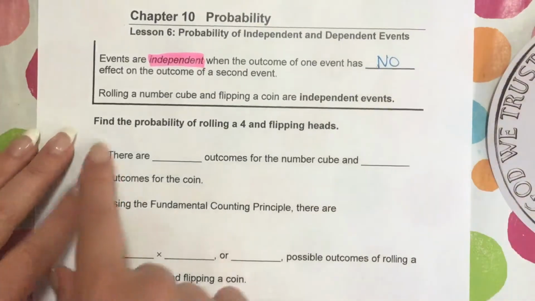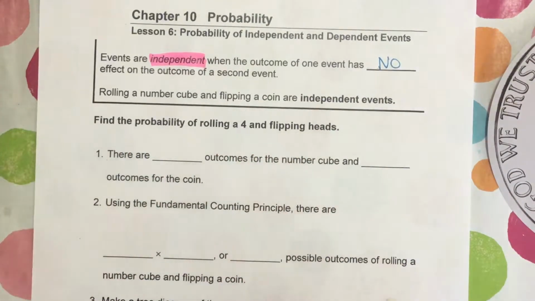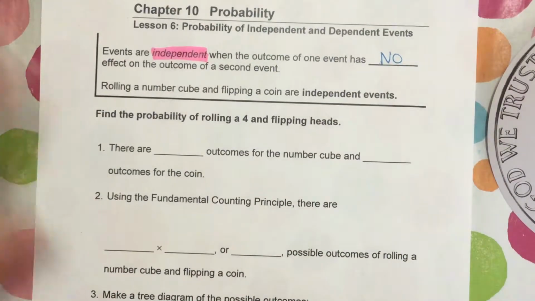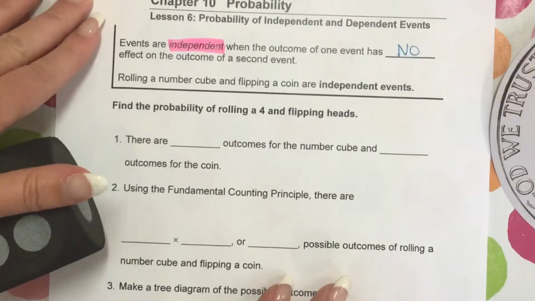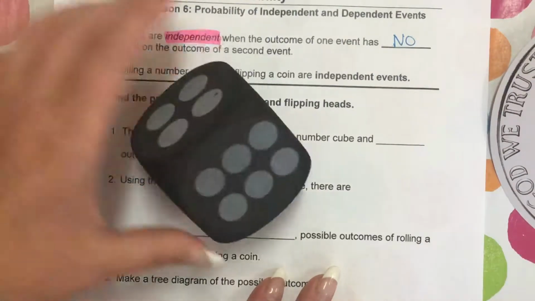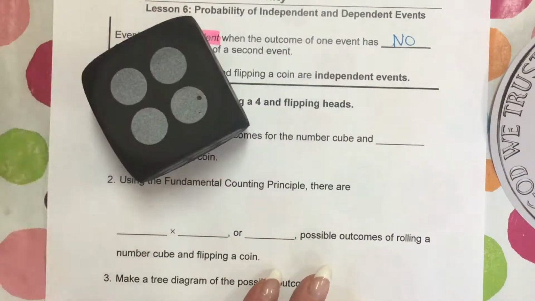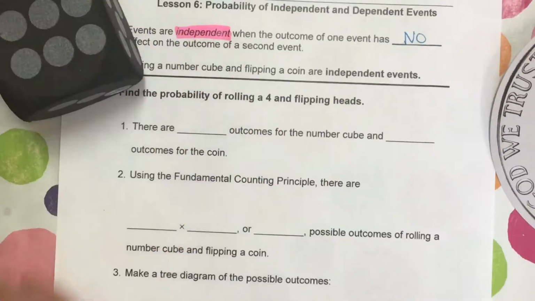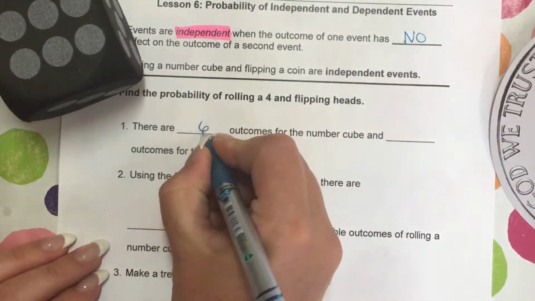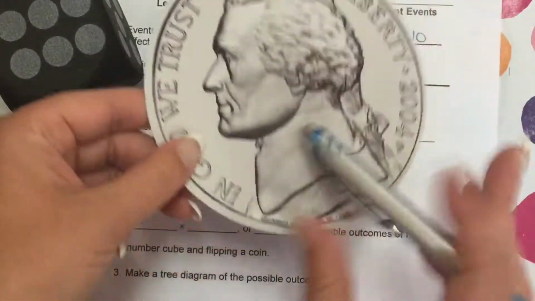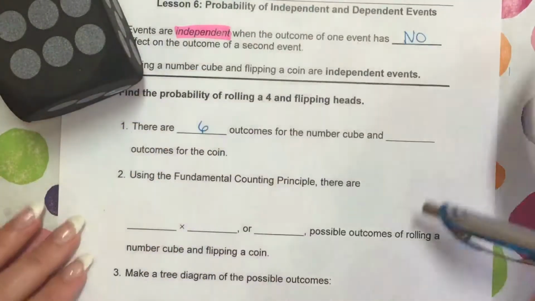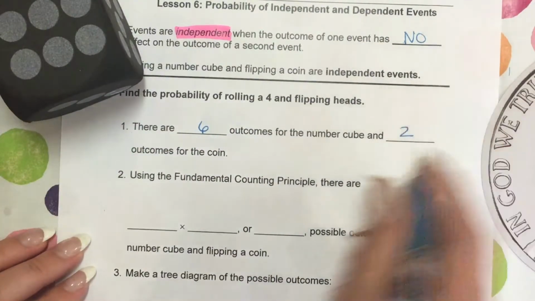So, find the probability of rolling a 4 and flipping heads. To figure a problem out like that, we want to first look at how many outcomes there are for the number cube. Well, the number cube has 6 different outcomes, right? So there are 6 outcomes for the number cube, and how many outcomes are there for the coin? Well, there's a heads or there's a tails. So there's 2 outcomes for the coin.